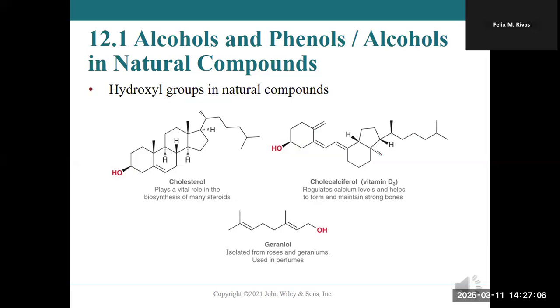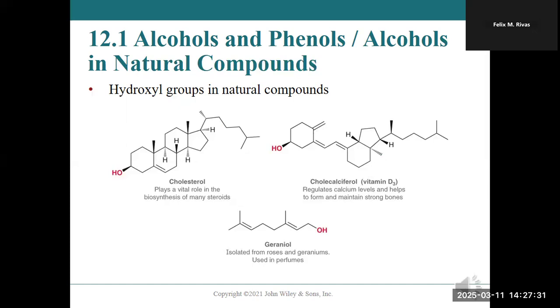We have vitamin D that also contains an alcohol, and if you look closely, vitamin D resembles cholesterol. These three double bonds here will do an electrocyclization reaction in order to form cholesterol. So it's important for you to have vitamin D because then vitamin D gets converted to cholesterol, which is vital for the biosynthesis of many steroids.